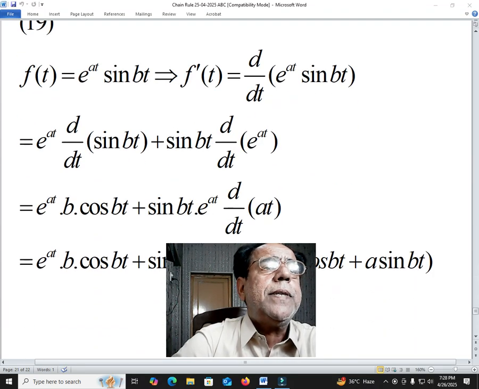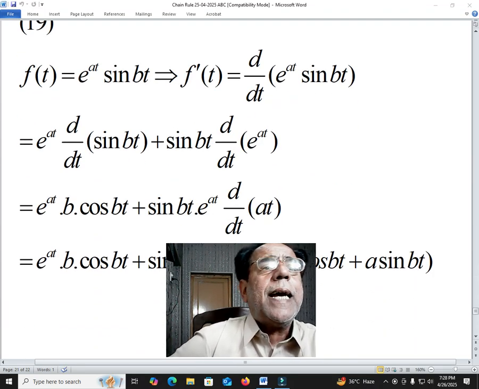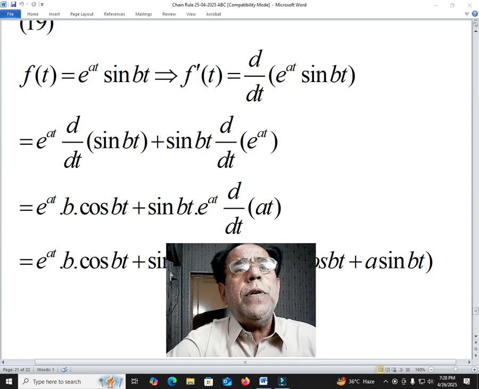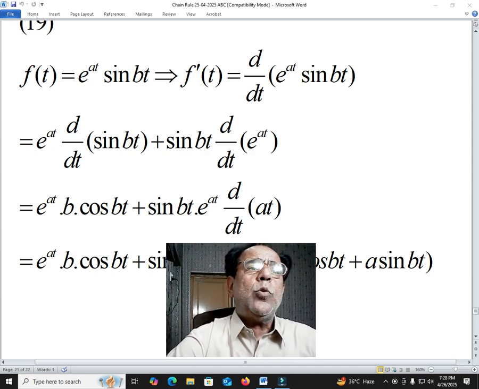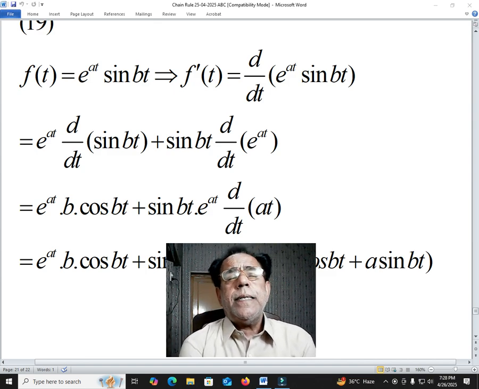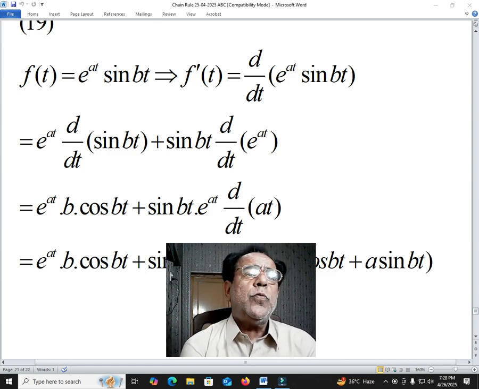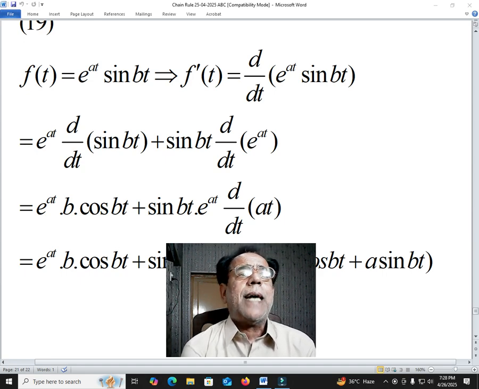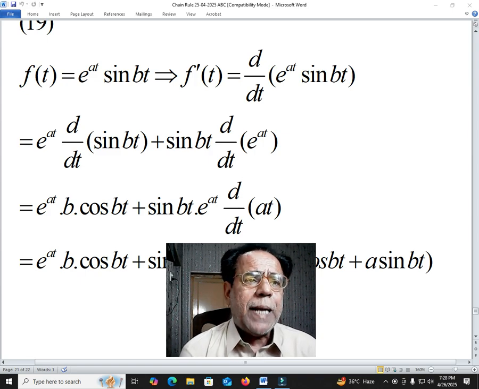Problem number 19, f(t) is equal to e^(at) sin(bt). This implies that f'(t) is equal to d/dt of the same function, because f is a function of t. Now dear students, this function is a product of two functions, that is e raised to power at is one and sin(bt) is the other. Here the product rule is going to be applied.